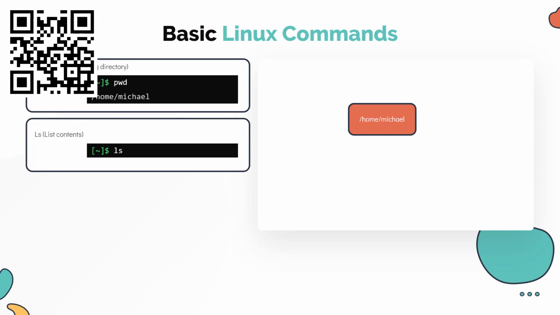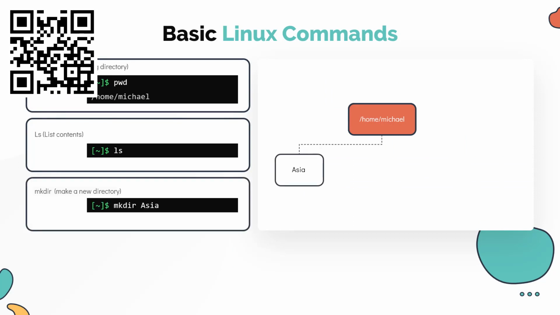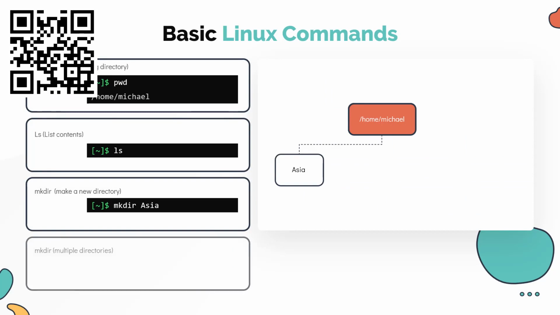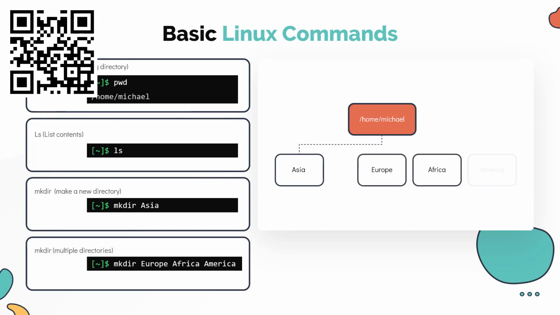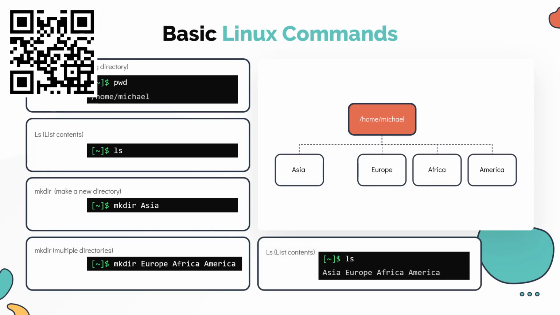To do this, we will make use of the mkdir, or make directory command. With this command, we will provide arguments for the continent, either one at a time or all together. Once the directories are created, we can run an ls command again to verify that they have been created.